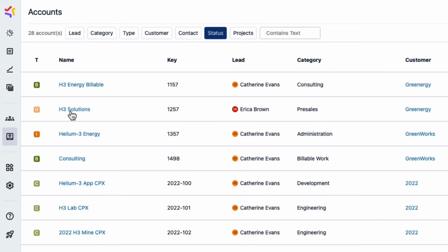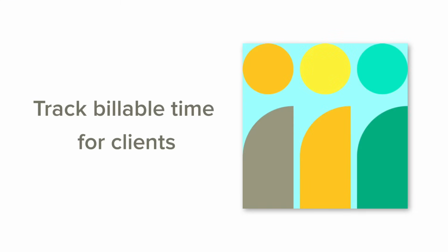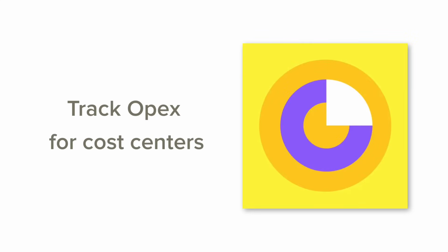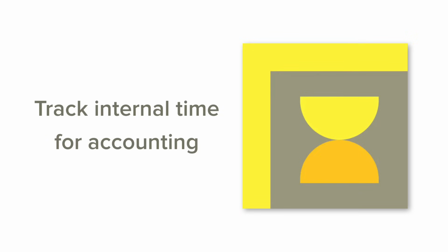Accounts let you organize logged time from multiple Jira projects into separate buckets for different reasons. Tracking billable time for client contracts. Tracking capitalized expenses for tax credits and financial goals. Tracking operational expenses, known as OPEX. Or tracking internal time for accounting purposes.